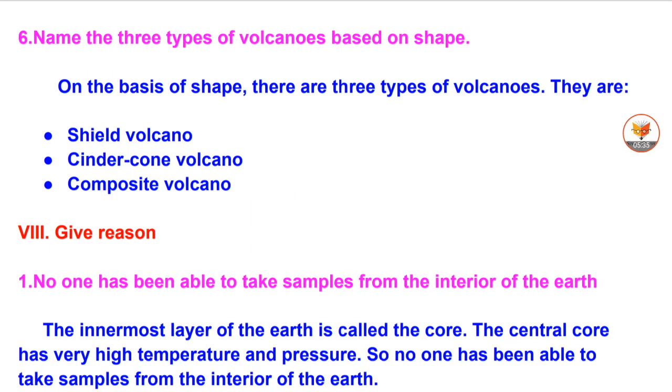6. Name the 3 types of volcanoes based on shape. On the basis of shape, there are 3 types of volcanoes. They are shield volcano, cinder cone volcano, composite volcano.